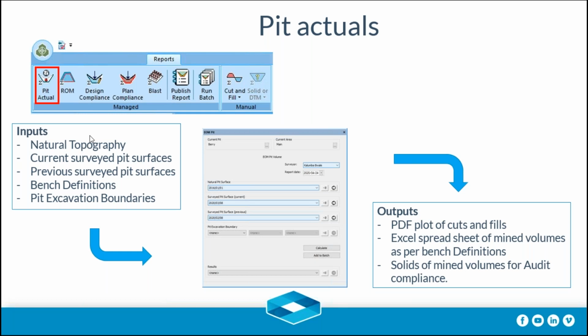Because as part of the reporting, the Studio Survey will generate your total progressive mining from the beginning of the operation. And then you have your current surveyed surface, as well as the previous. These are the two surfaces that you're comparing, and the volume between the two is what will be used.